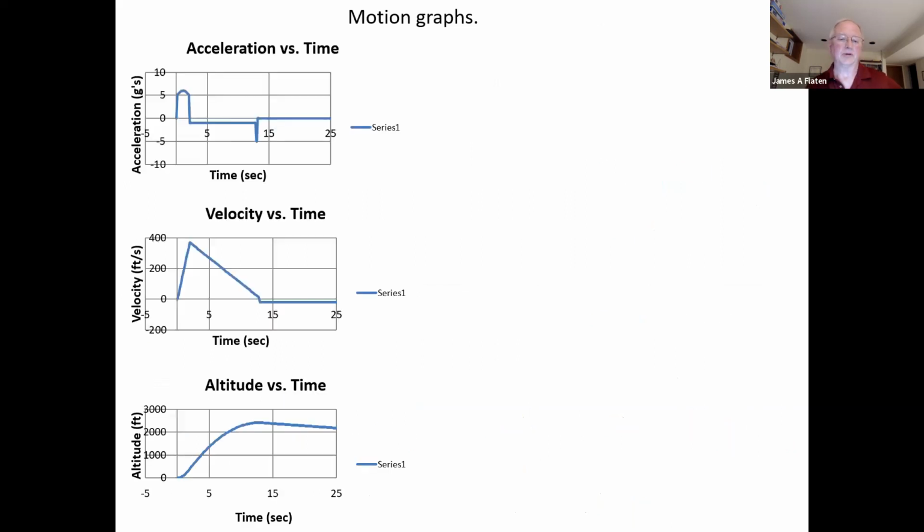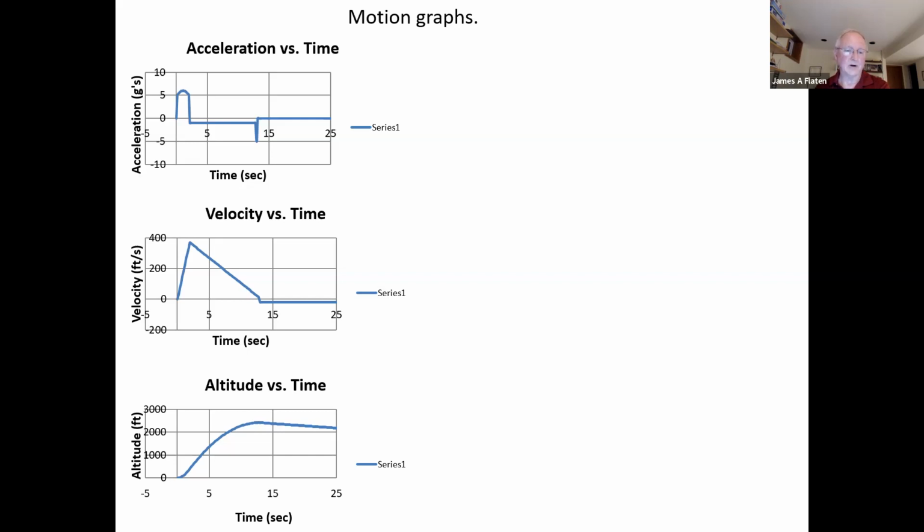Here are three motion graphs. Acceleration versus time. Typically, if you have a rocket flight, first you have burning, so you have significant positive acceleration. And then during coasting, your acceleration might actually be negative because you are gravitationally slowing down, even if you ignore drag. And then once the parachute is out, the acceleration is basically zero. You're not changing your speed anymore.